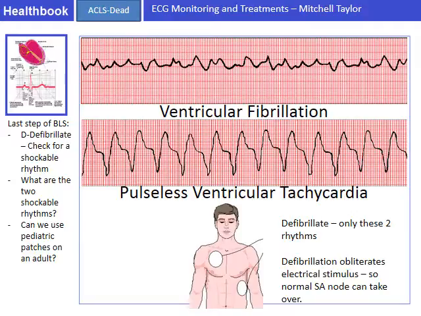So too much, but not enough electricity can desensitize the heart and make it to where it's not responsive to the shock. So VFib, pulseless VTAC, defibrillate only these two rhythms, and it obliterates the electrical stimulus, and that's what we're going to do in this situation. That's the last step of the basic life support.